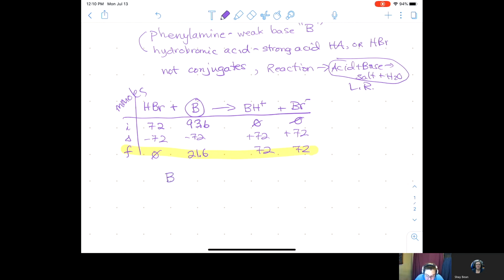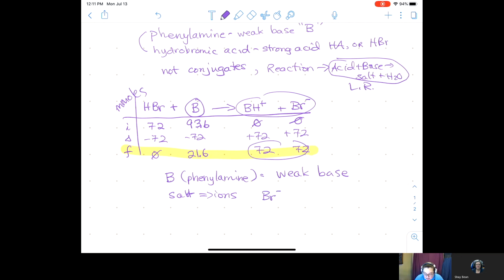So I have some base left over. That's my phenylamine, which is my weak base. So I've got some weak base in that. And I have a salt. Now I've gone ahead and broken it into the ions as I've written this reaction, but I do have this salt. And so what do I do for a salt? I look at each ion and decide if it's acidic, basic, or neutral. And the bromide ion is neutral. That came from the HBr, which means I can ignore him.